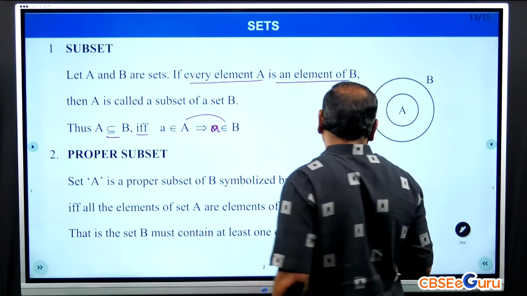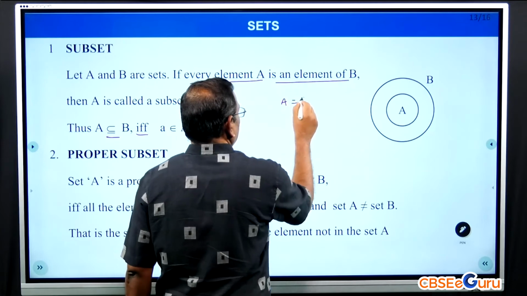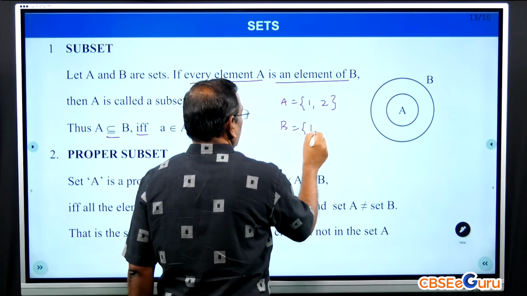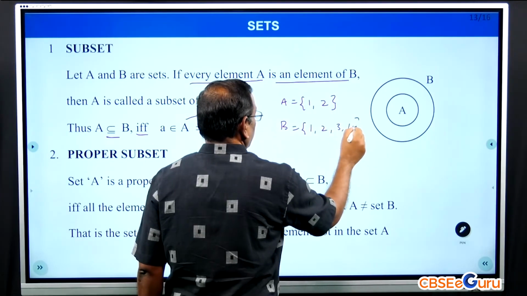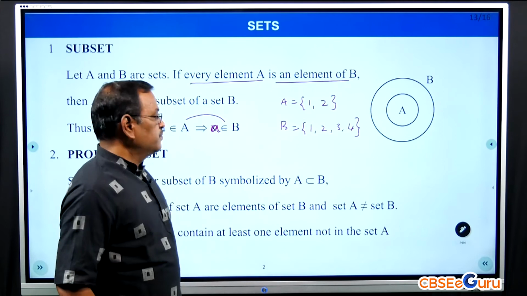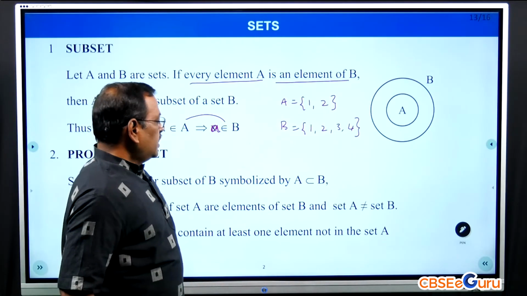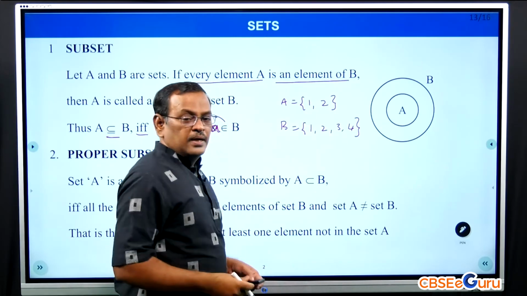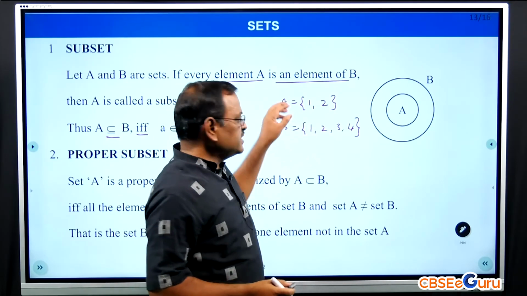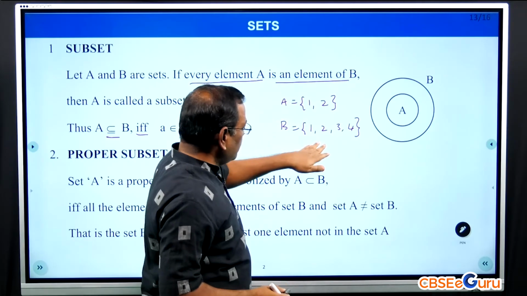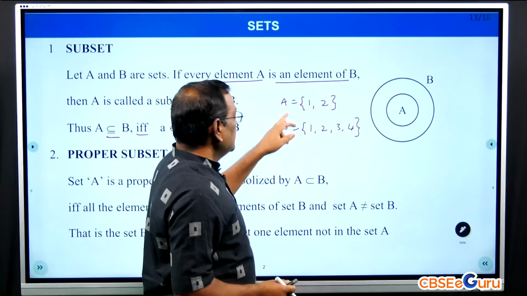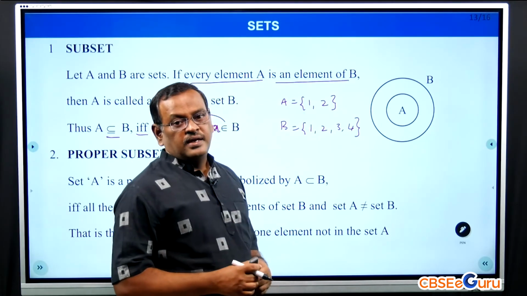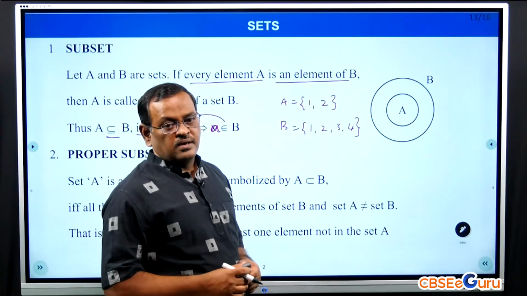Now an example: A equal to {1, 2} and B equal to {1, 2, 3, 4}. What are the elements of A? 1 belongs to B, 2 belongs to B, but B has 2 elements more than A, and hence A is the smaller set. All the elements of A belong to B, and hence A is called a subset of B, and B is called a superset of A.